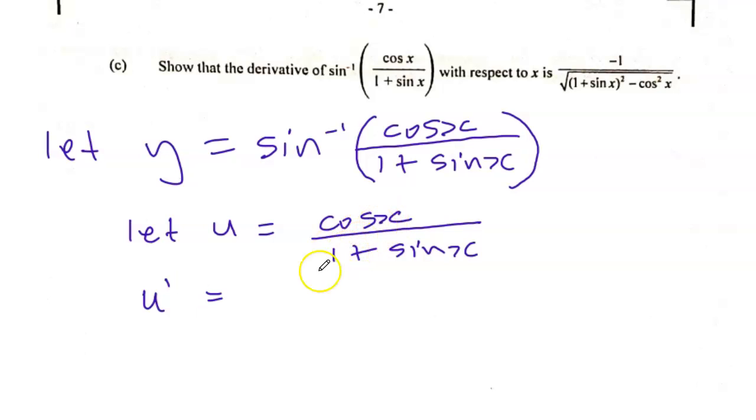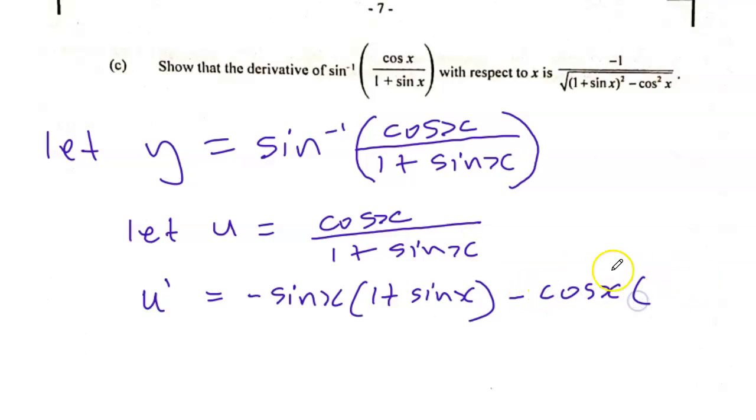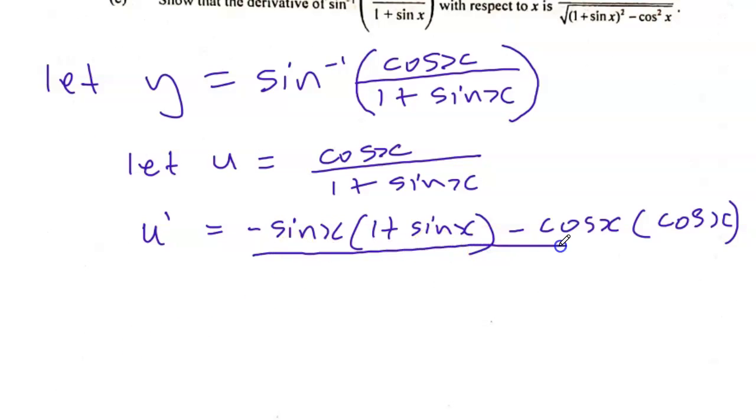Differentiate cos, we get minus sine, so that's minus sine x into the denominator, which is 1 plus sine x. Apply the quotient rule. Now we're going to differentiate the denominator. We get cos x, and then we multiply it to the numerator, which is also cos x. So now we can expand the bracket. We divide the numerator.